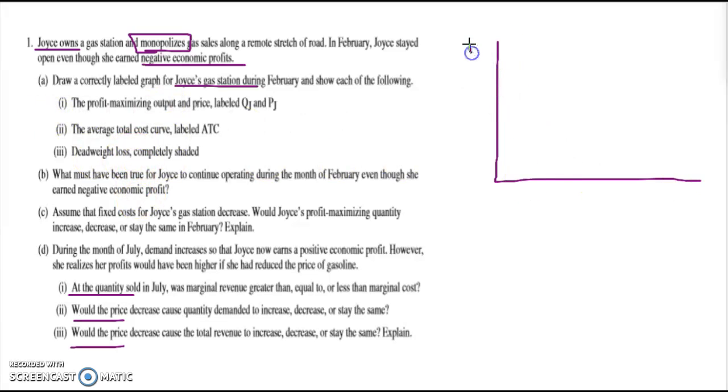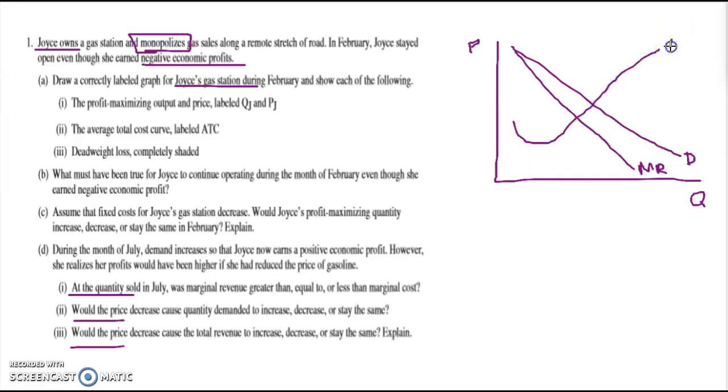So I'm over here. I'm going to have price. I'm going to have quantity. And I start with demand because the market is the firm in this situation. She's rural enough that there are no other gas stations around. Then next up, I'm going to draw in my marginal revenue curve. Marginal revenue curve is right here. It is lower than the demand curve because they can't price discriminate. Joyce can't change the price of the gas depending on who's getting it.